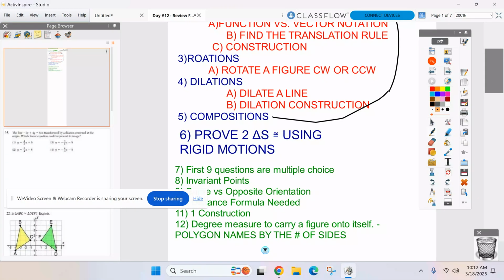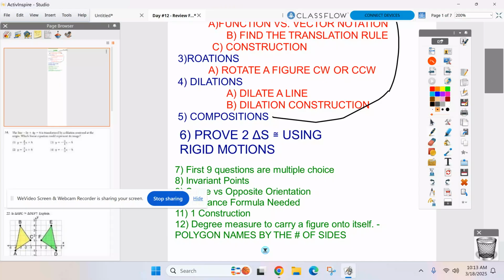Next one up. This is going to happen again. Prove 2 triangles congruent using rigid motions. That's where you figure out how to get ABC onto A double prime, B double prime, C double prime. And then you write that little statement: reflections and rotations are rigid motions, which preserve side length and angle measure. Ergo, 2 triangles are congruent.